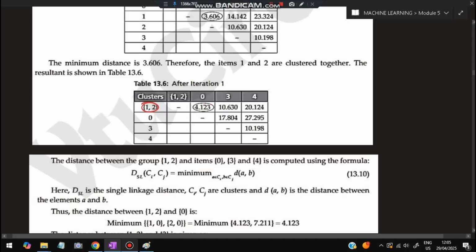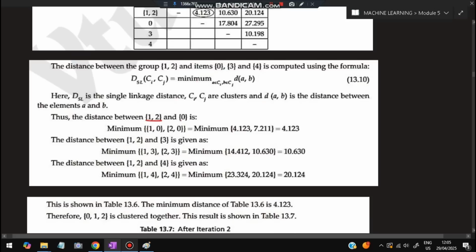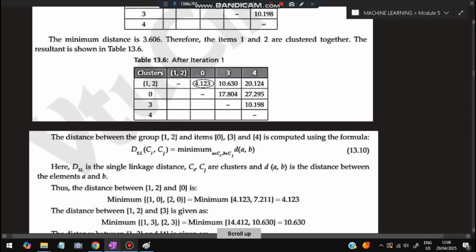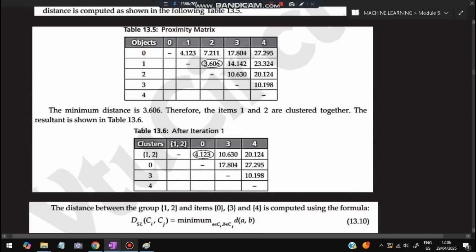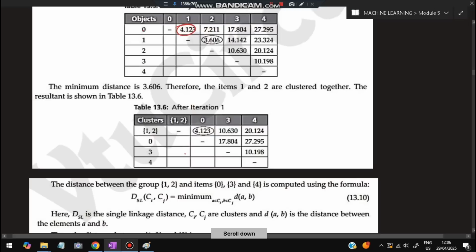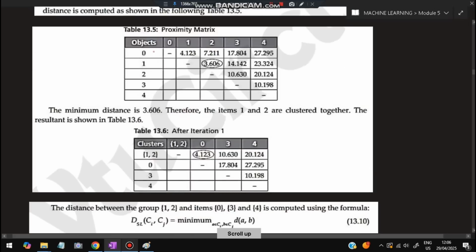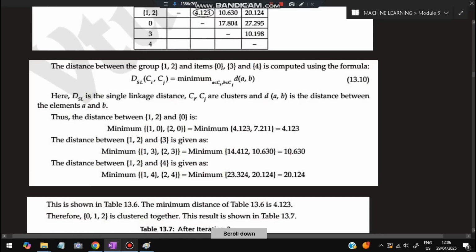Now the question might come, how do you calculate the distance between 1 2 and 0? To calculate 1 2 and 0, we'll write 1 2 and 0 here, and we'll calculate the distance between 1 and 0 and 2 and 0. The distance between object 1 and object 0 is 4.123. Then 2 and 0 we have already calculated: the distance between 2 and 0 is 7.211. Between 4.123 and 7.211, you have to take the minimum. Minimum is this, so we will take 4.123. So the distance between 1 2 and 0 is 4.123.